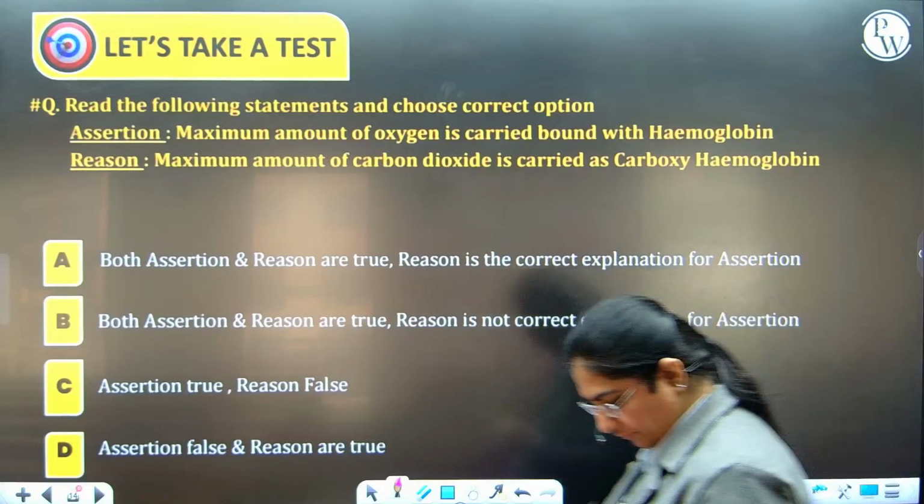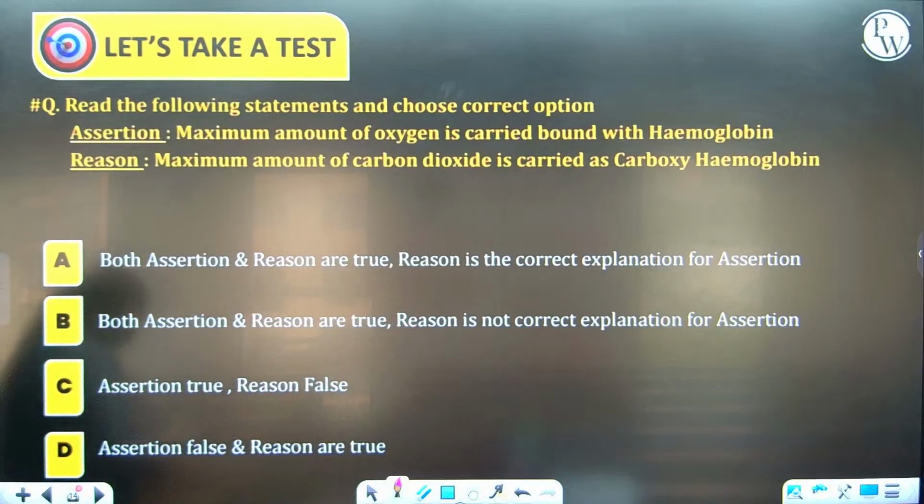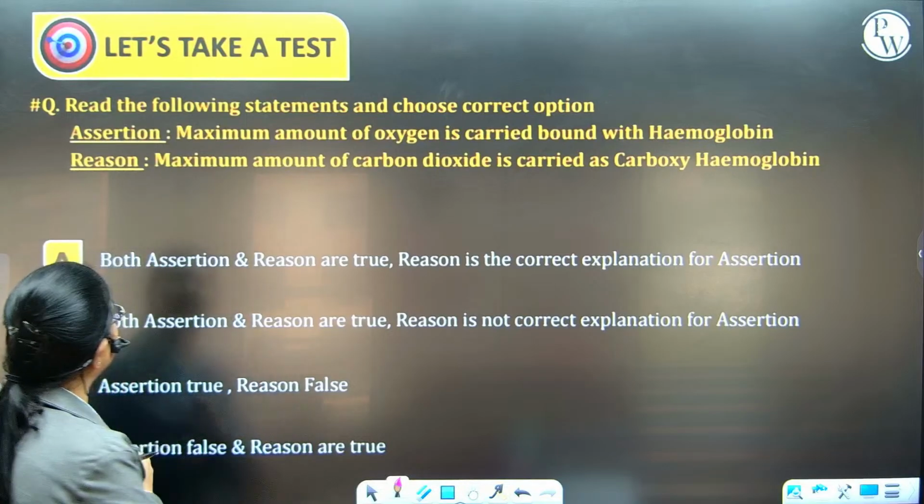Okay. Yes, Khushi. Yes, Mrunal. Very good. Yes, very good. All of you have given the correct answer. Let us quickly have a look at it.